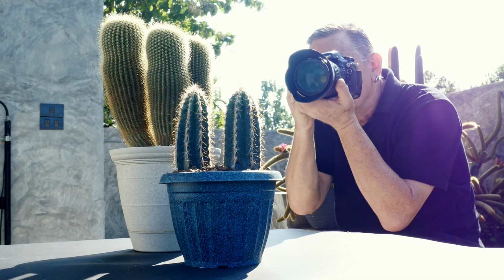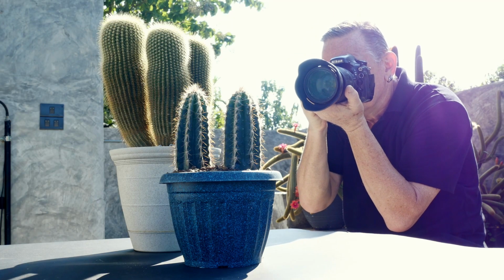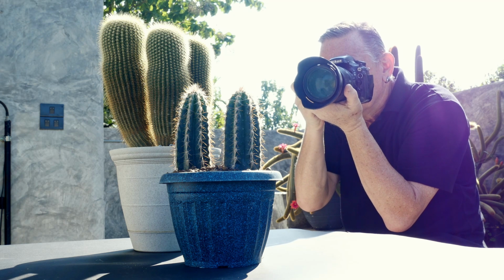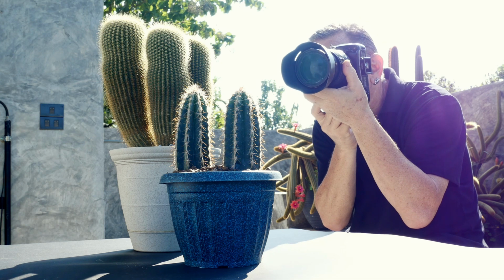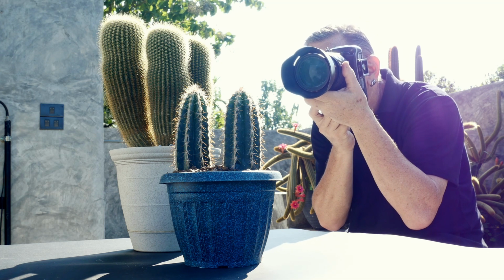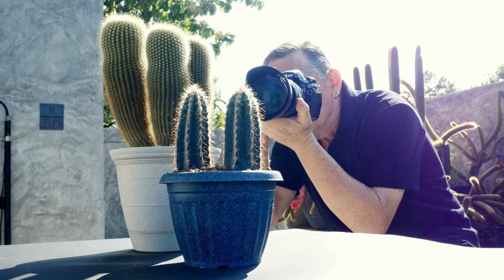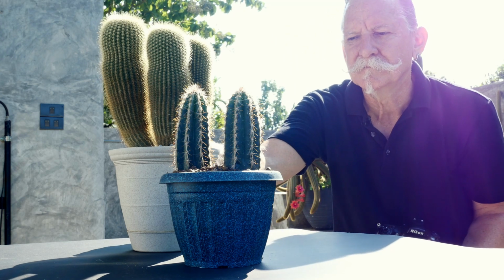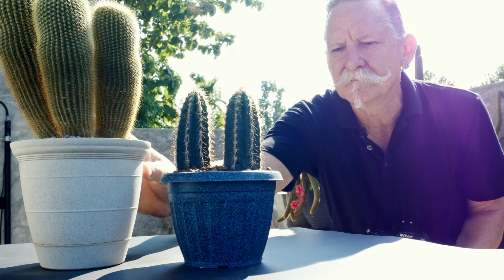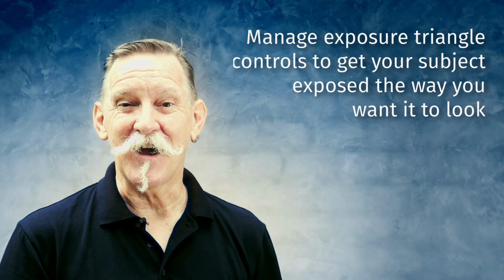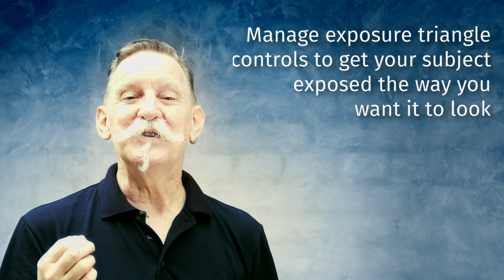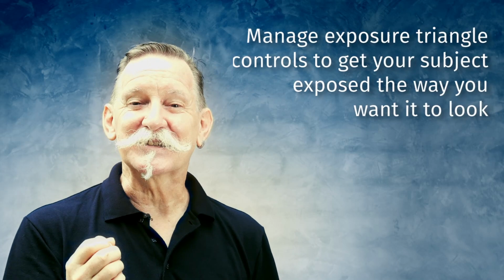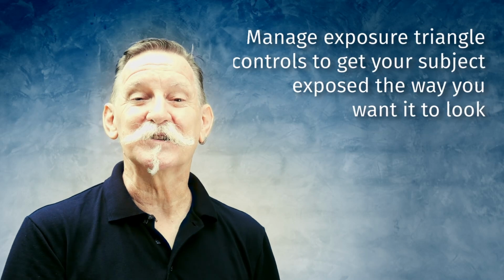But as you know, not everything you photograph is going to be a middle grey tone. Sometimes it'll be significantly lighter, sometimes it'll be significantly darker. This is why we must adjust our exposure settings depending on the light and the tone of your subject. So you must manage the controls of the exposure triangle, your aperture, your shutter speed and your ISO, so that you can get your subject exposed the way that you want it to look.